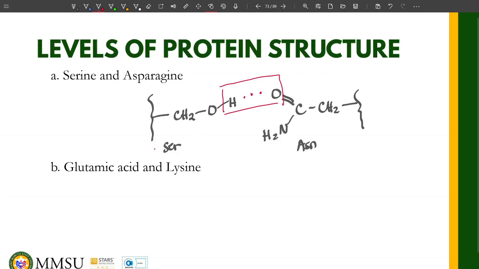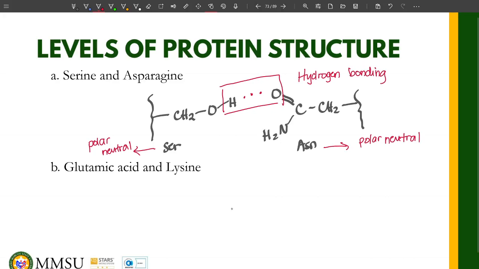Why? Because serine is already polar, a polar neutral amino acid. And asparagine is also a polar neutral amino acid. So automatically, when both are polar neutral, it is hydrogen bonding.